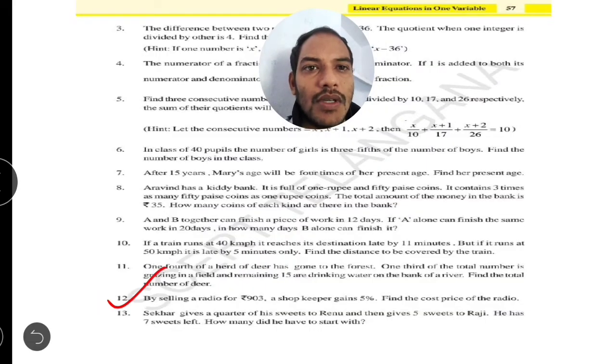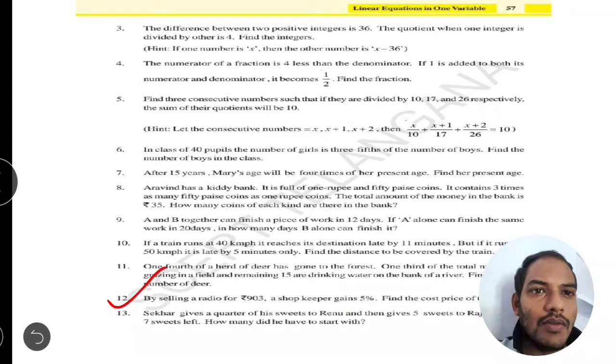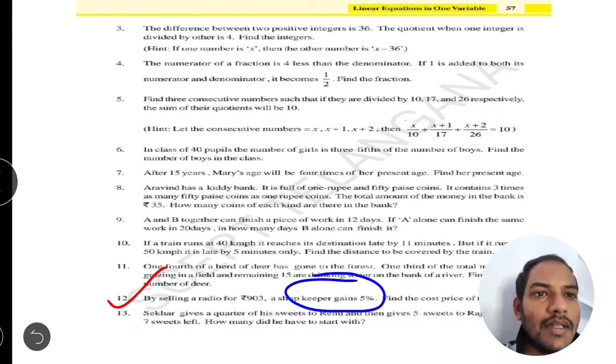Next, the 12th question. By selling a radio for 903 rupees, a shopkeeper gains 5%. Find the cost price of the radio. The cost price is the rate at which he bought the radio at the beginning, so that cost we have to find out. Let's take the cost price of the radio as X rupees. In the question he gave a 5% gain, which is the profit percentage. So the profit percentage is 5%.